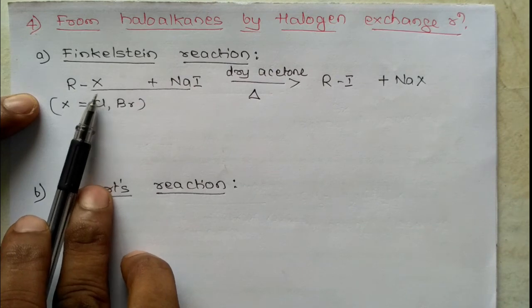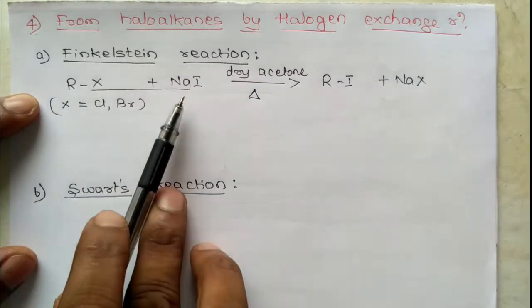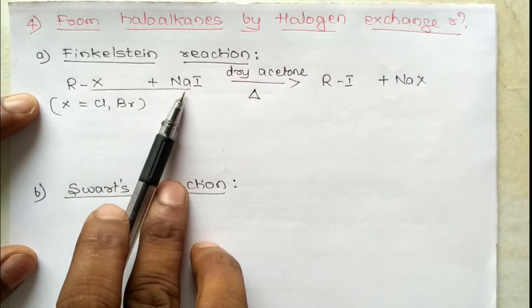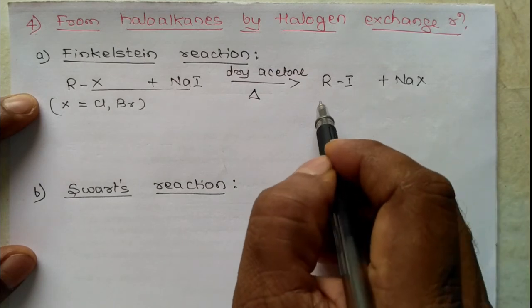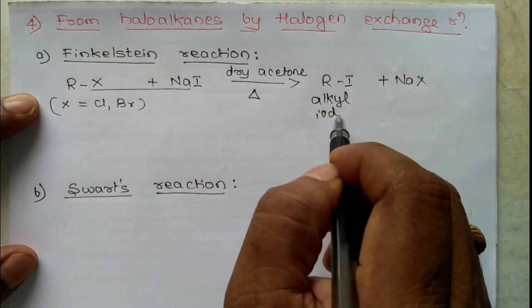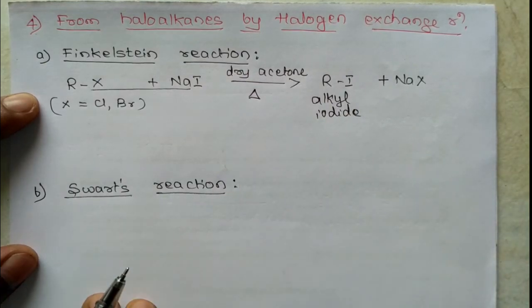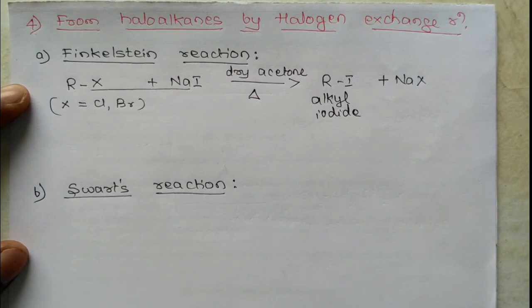Alkyl halides where X is Cl or Br, alkyl chlorides or alkyl bromides, on treatment with the solution of sodium iodide in the presence of dry acetone on heating give alkyl iodides. This reaction is known as Finkelstein reaction.